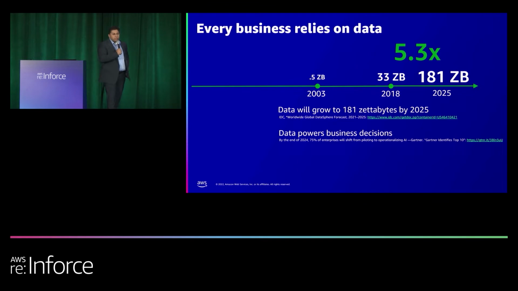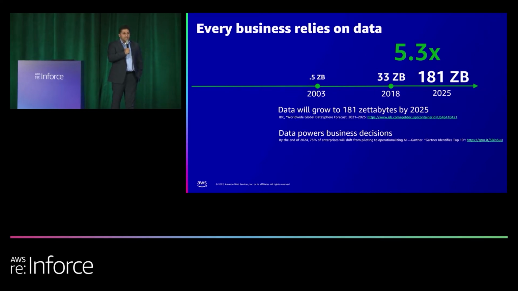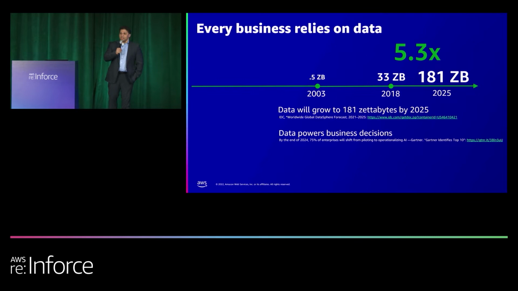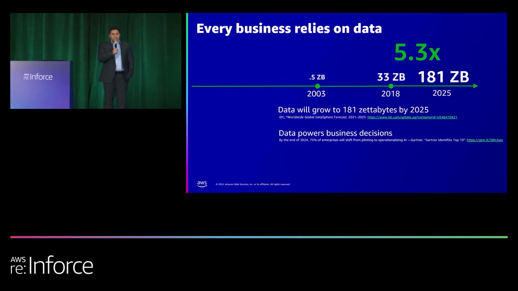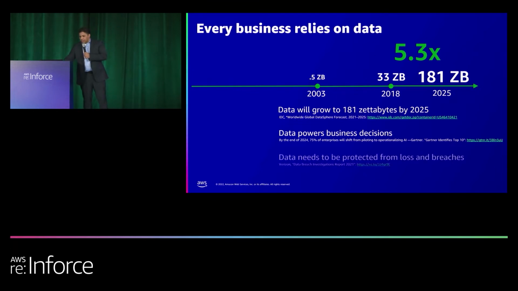So data powers businesses. Data helps you drive decisions. Data is the backbone of businesses, and there is a lot of data that is generated because most of the companies out there are a software company in some shape or form. And the importance of data protection comes in there. Data needs to be protected from data loss and data breaches.